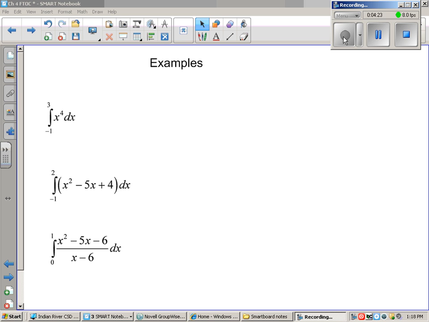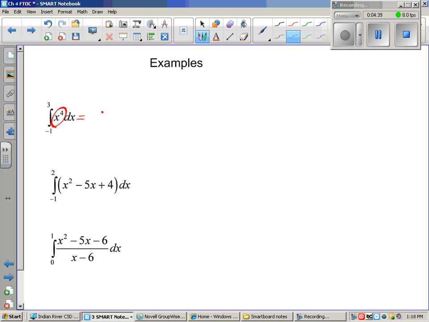Let's do some examples of that. All right, so how does this become applied? How does the fundamental theorem of calculus apply here? So the first thing we would do is find the function that this integral represents. And so we would actually go up a power, so this becomes x to the 5th, and yes, we would divide by the new exponent. So that's 1/5 x to the 5th.